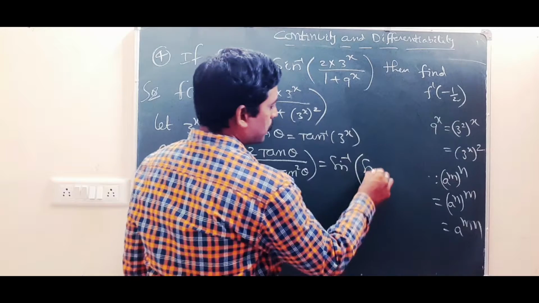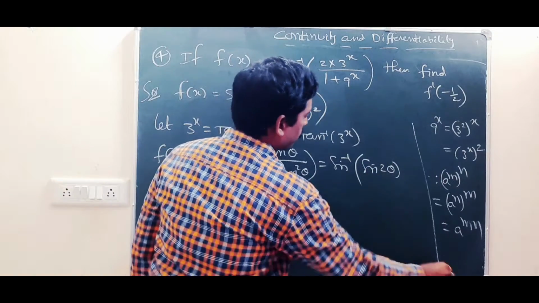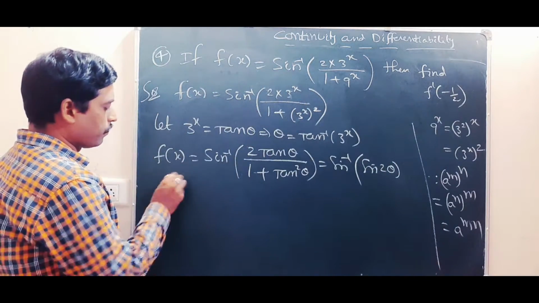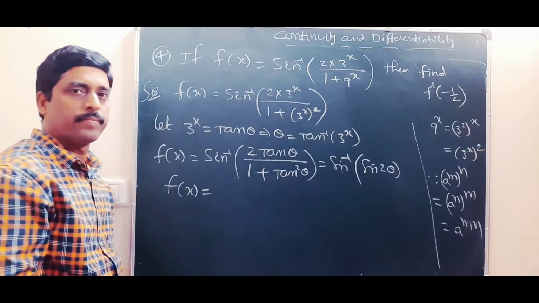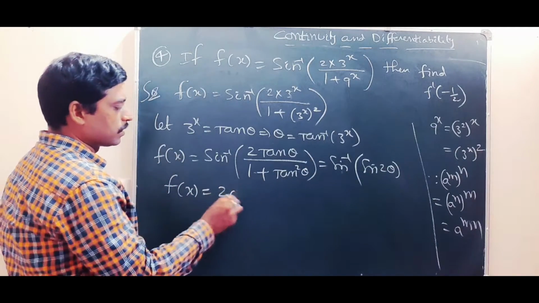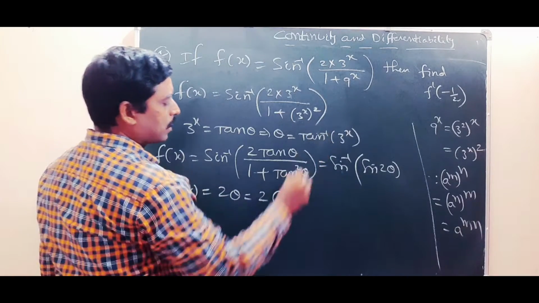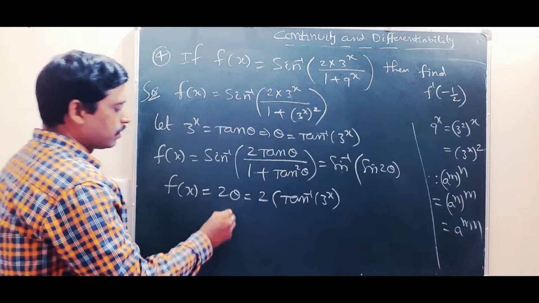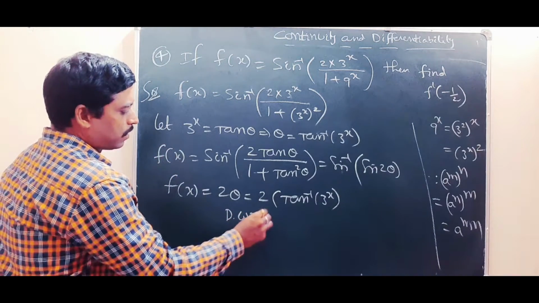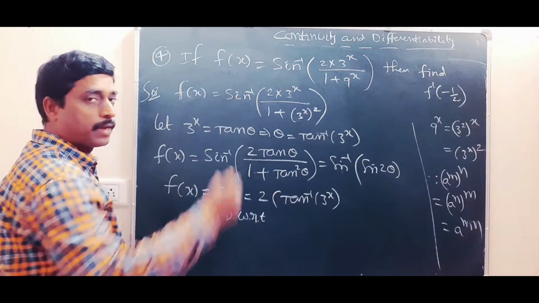We have the formula for sine 2 theta. Therefore f of x is equal to sine inverse of sine 2 theta. We get 2 theta. 2 into what is theta? Tan inverse of 3 to the power x. Now our target is f dash x at x is equal to minus 1 by 2.